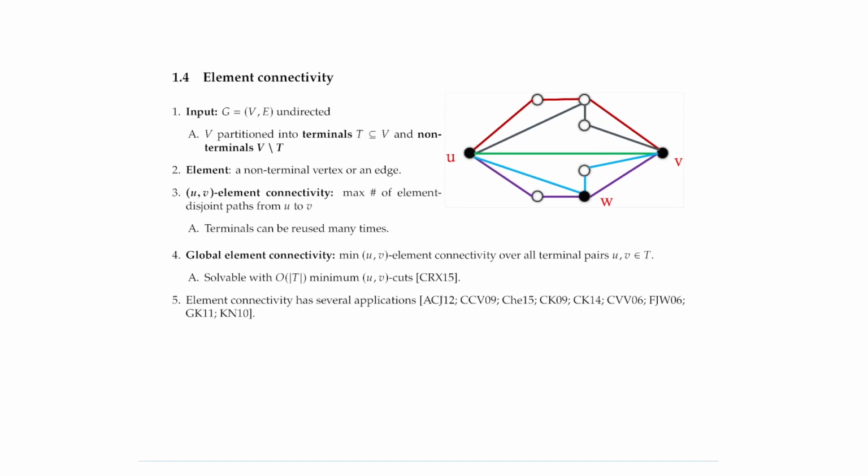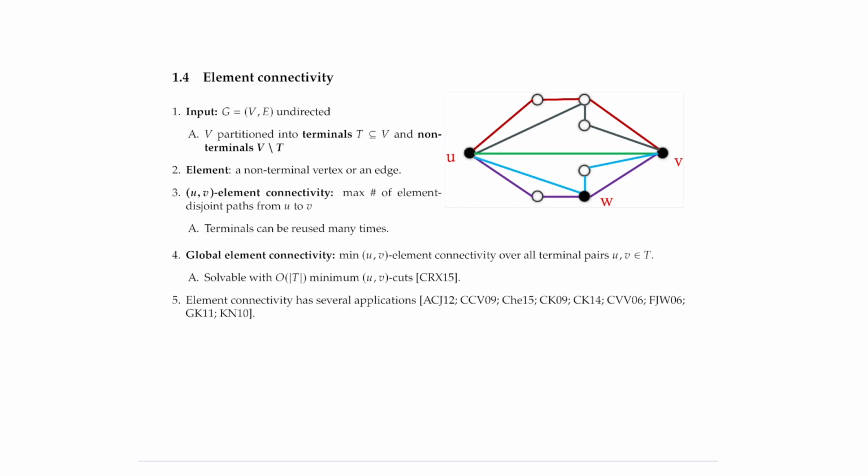Yet another version of connectivity is element connectivity. Here you have an undirected graph, and the vertices are partitioned into two types: terminals and non-terminals. Having established terminals, an element is any edge or any non-terminal vertex. So those are elements.